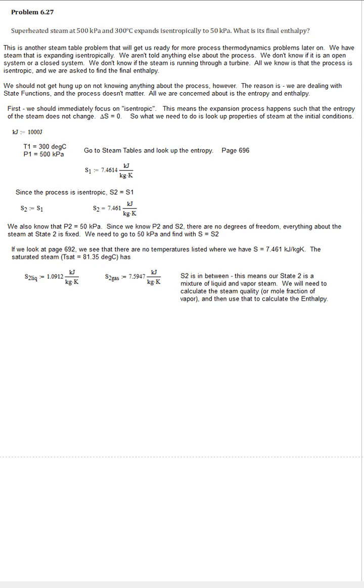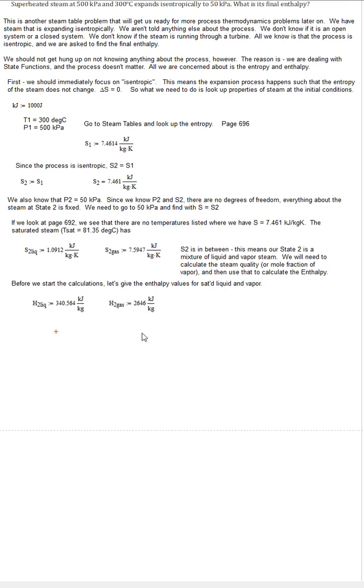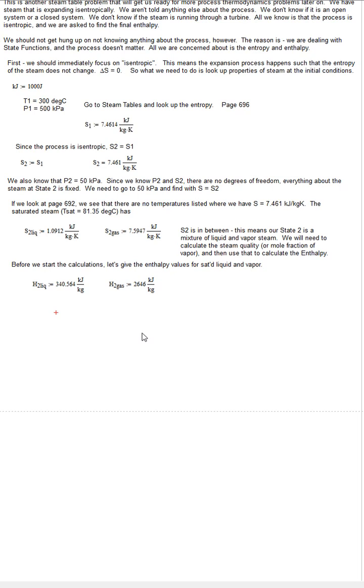Now, before we leave this, and I'm going to turn my book back to the problem statement or some of the equations in chapter 6, I'm going to go ahead and write down the values of the enthalpy for the saturated liquid and vapor at 50 kilopascals. So it's 340 kilojoules per kilogram and 2646 kilojoules per kilogram.